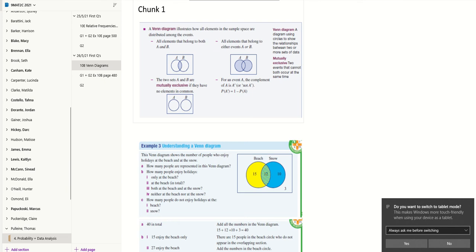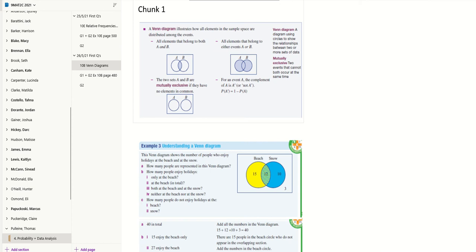Today we're going to have a look at Venn diagrams. We're going to do this in two chunks. The first chunk is going to be looking at how to decipher a Venn diagram that we've already got. The second chunk is going to be how to make a Venn diagram if we've got data. Now remembering, all this stuff over here is just general on Venn diagrams. Down here is our first example.